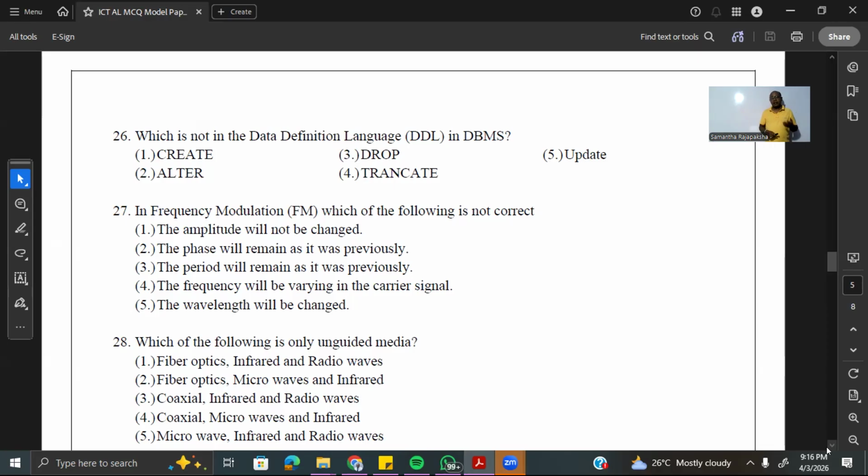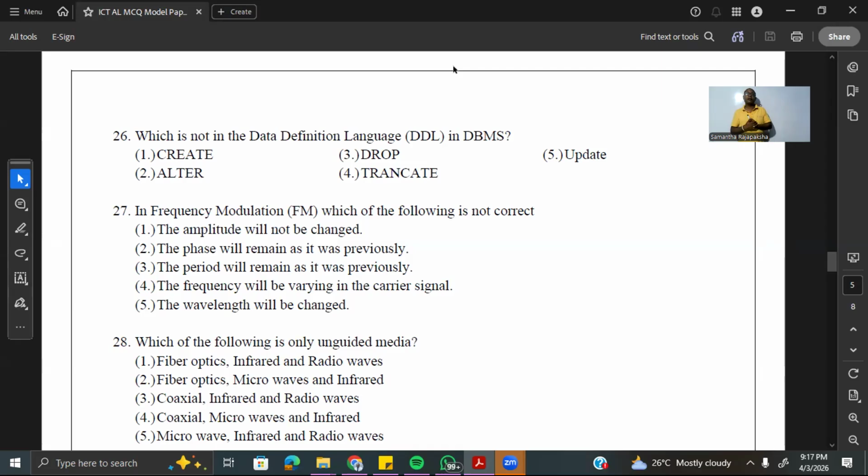But update, select, insert, delete, those commands we call data manipulation languages. So just keep in mind those commands: create command, drop command, alter command, truncate command, those are data definition. But insert, select, update, delete, remember, those are data manipulation commands. So therefore, here the answer is update command is a data manipulation. So here you're asking which is not the data definition, it is update.